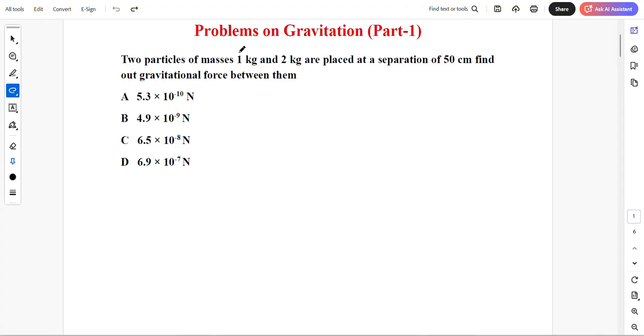Today we'll be seeing some important problems on the chapter gravitation. This is part 1 of the video. This is the first problem. It is saying two particles of masses 1 kg and 2 kg are placed at a separation of 50 centimeters. So we have two particles here.